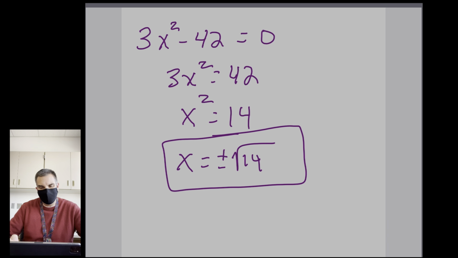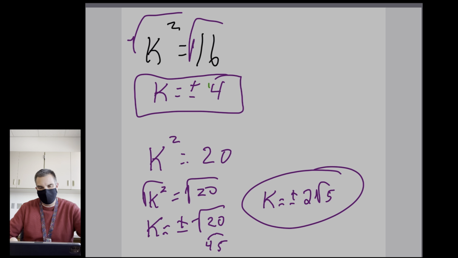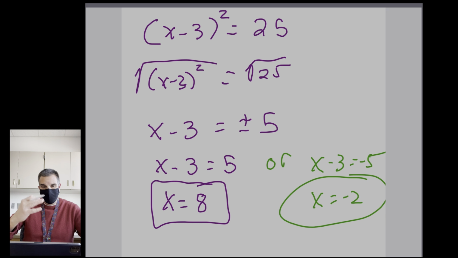And again, back here, you've got two solutions. Positive square root of 14, negative square root of 14. You know, up here, positive 4 is one solution, negative 4 is one solution. So you still have two solutions for all of them. Now it's just you have to list them because it's not just positive or negative 5. Let's look at another one of these.